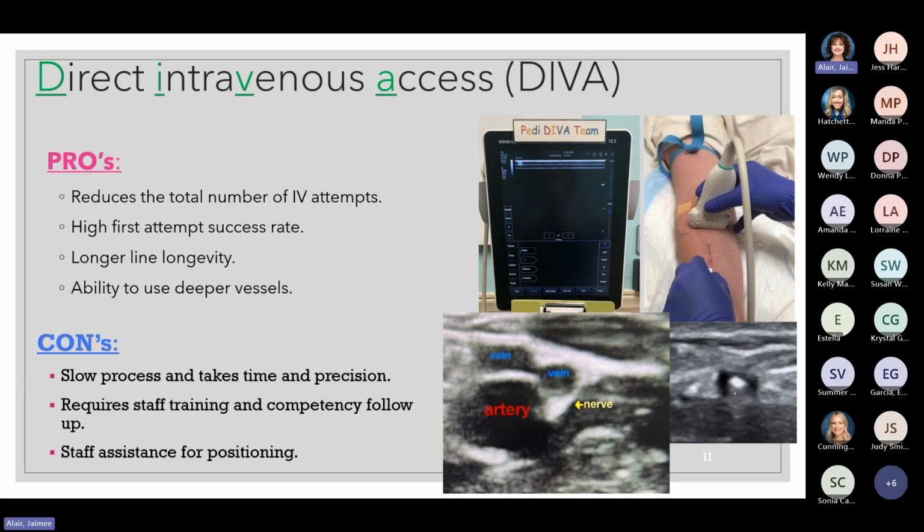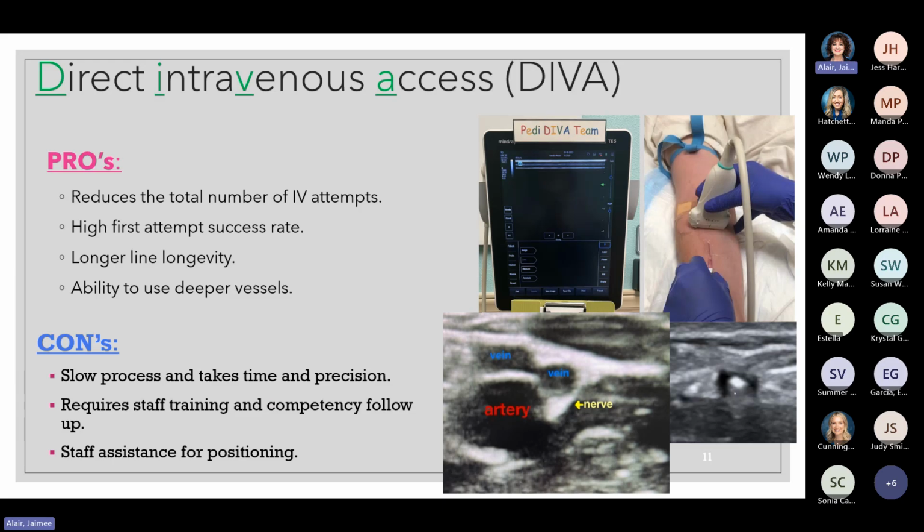In our facility, we have what's called a DIVA team. It's direct intravenous access team. This ultimately is using ultrasound guided IV capabilities for access. It just helps us look on the inside and differentiate vein versus artery, and it gives us a lot better first time success rate. It also has longer longevity because they're deeper vessels.